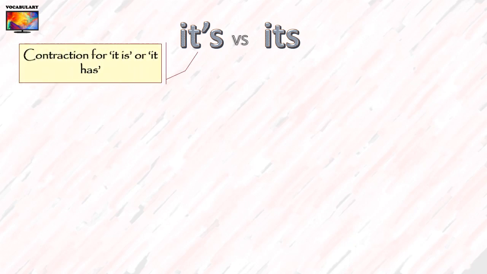Another very commonly confused pair in grammar is its with or without an apostrophe. So let us understand when to use it apostrophe s and when to use its, the other one. The distinction is actually quite easy to remember. It's with an apostrophe is a contraction for it is or it has. So whenever we can substitute the word with it is or it has in a sentence, we must use it apostrophe s. For example, it's 2 o'clock.